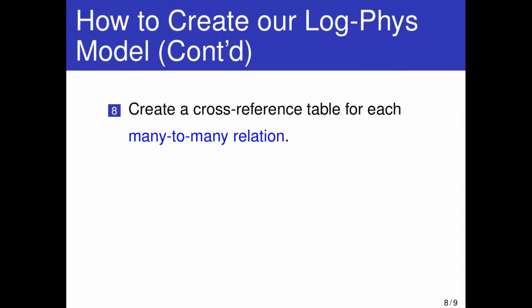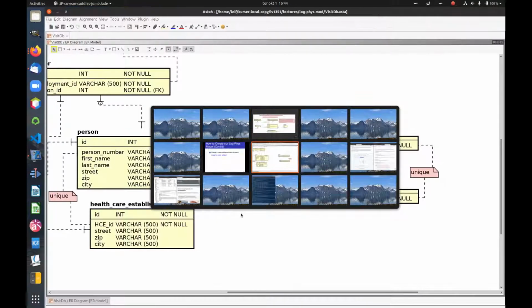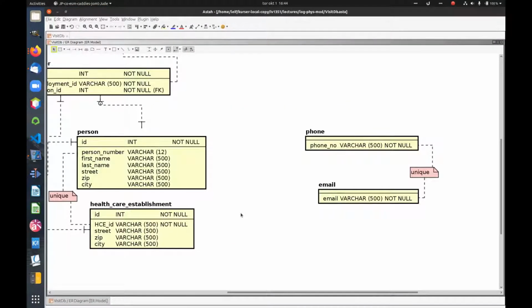Create a cross-reference table for each many-to-many relation. A cross-reference table, as you know, is a new table that is created to resolve a many-to-many relation. We do not want many identical rows. I mean, there's no way to place the foreign key, right, if we don't have a cross-reference table.